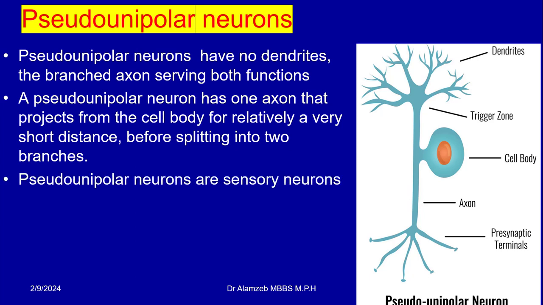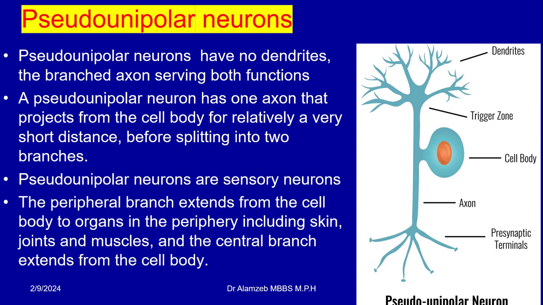The peripheral branches extend from the cell body to organs in the periphery, including skin, joints, and muscle, and the central branch extends from the cell body. This is the central branch of the pseudo-unipolar neuron, and these are the peripheral branches. The peripheral branches terminate in this structure, and the central branch communicates with the soma and the spinal cord.